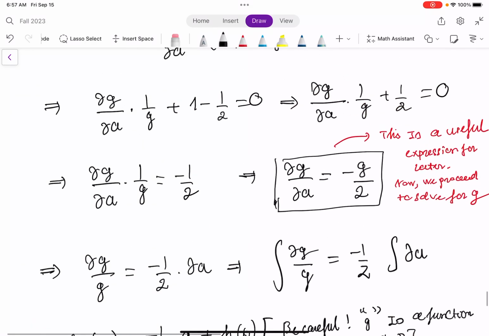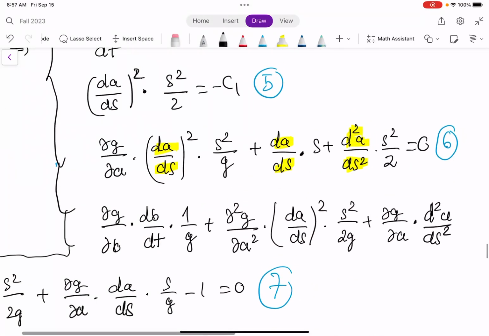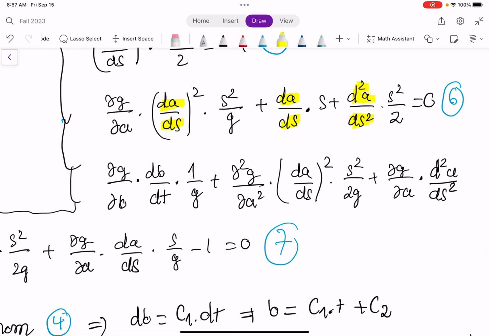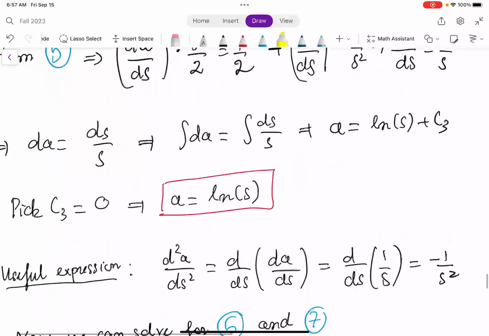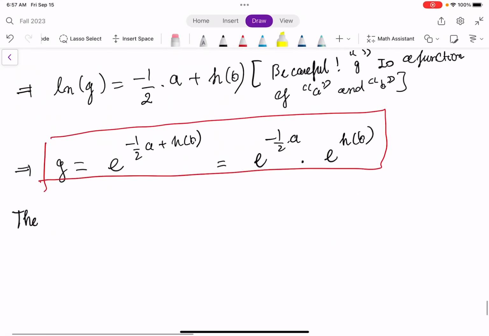The reason why I do all these useful calculations is this. I found g already, right? For equation 7, we have the term partial g over partial a, and the second partial of g with respect to a squared. I just want to calculate that in advance, just like I did with this one right here: partial g over partial a equals negative g over 2. So let's go ahead and do that.